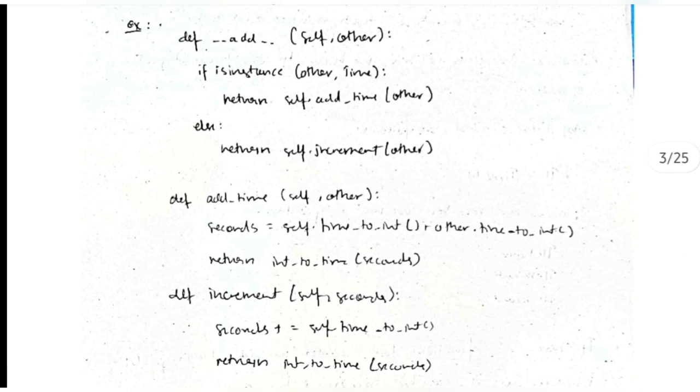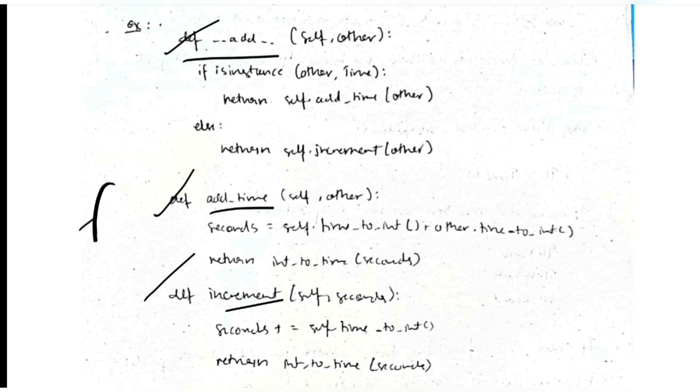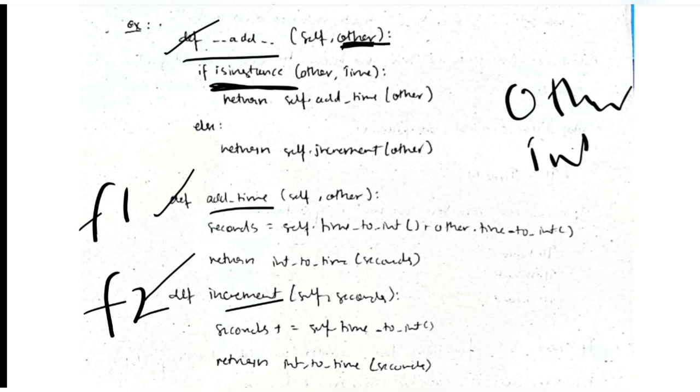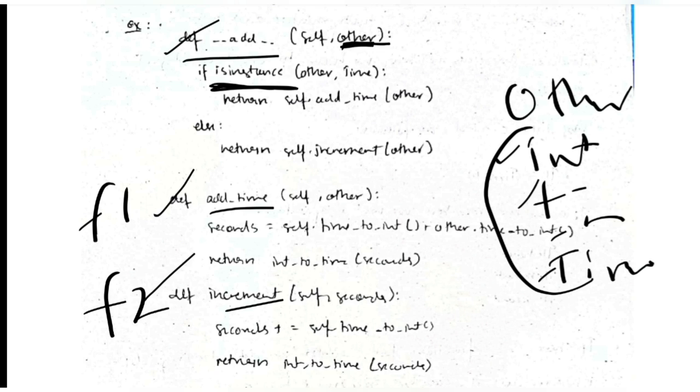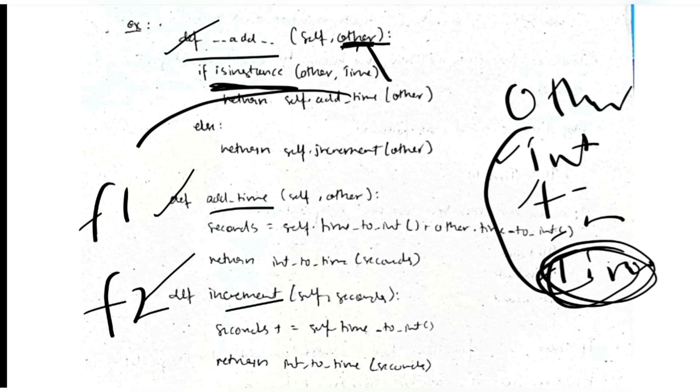Here I have a total of 3 functions: add time and increment. This is f1, this is f2. Now, where am I checking here? The object which I have passed here, other, is an object. Other can be either int or float or boolean value or any class object also, like time, since we have defined the class time. It can be any of these types. What I want is, if other is an object of time, it should call f1. Add time is f1, so it will return f1.